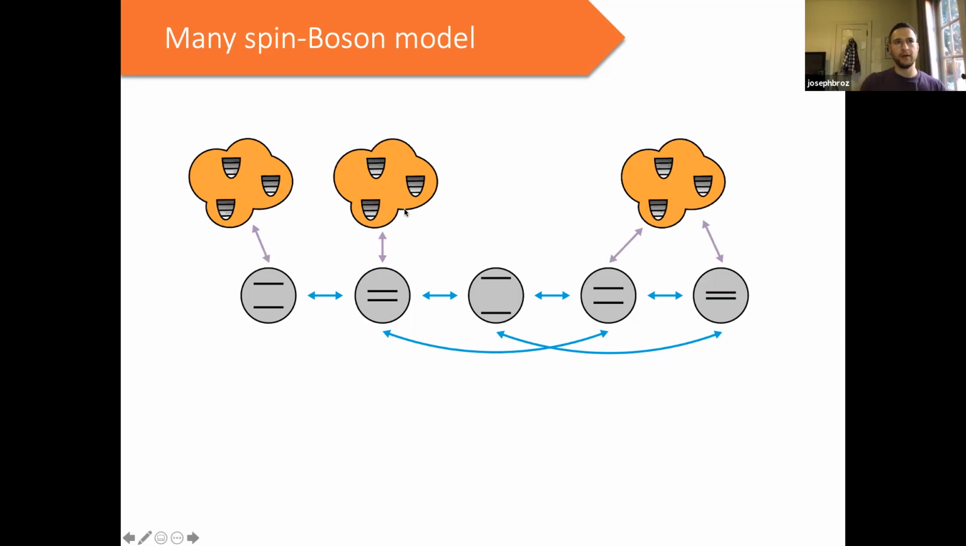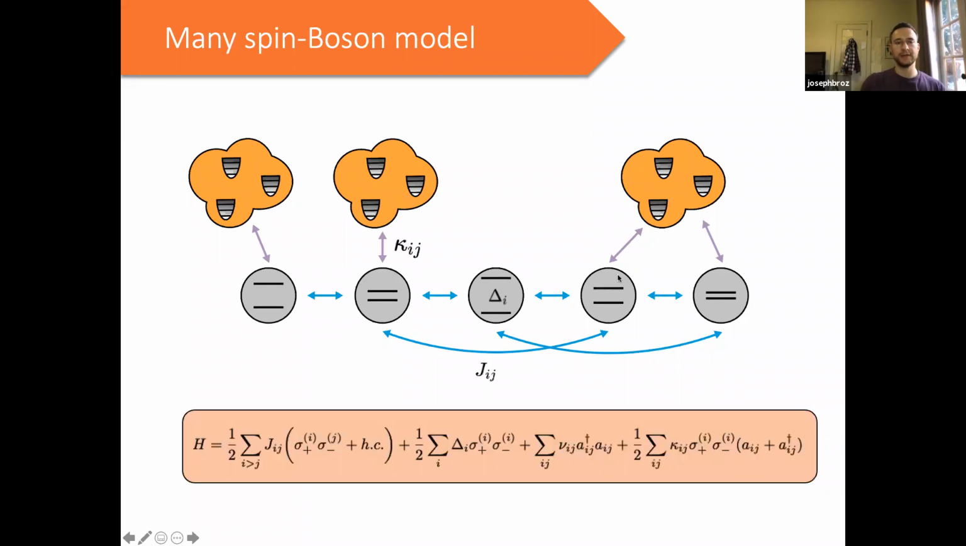And then we have a coupling to basically these individual baths of bosons. Each one of these is a collection of vibrational modes, and I can have them coupled individually so that each one is an independent bath for every single spin, or there can be correlations. And that's essentially the model.